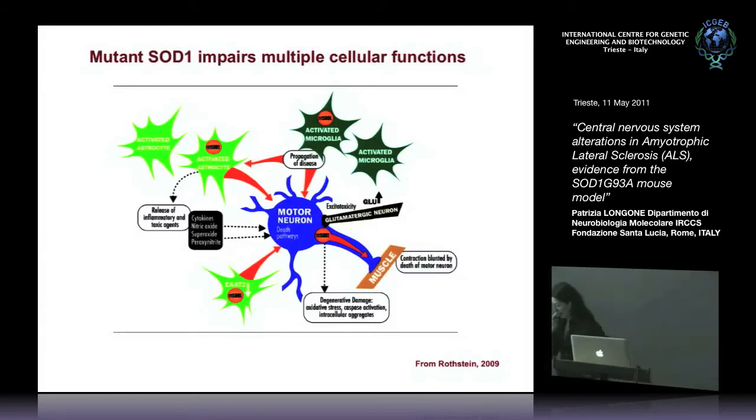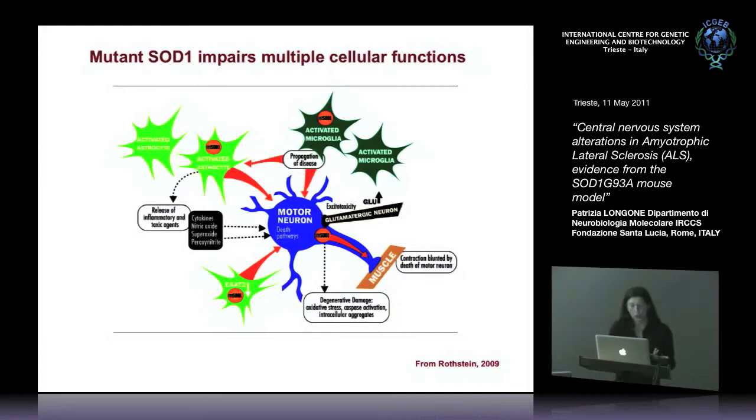Since the early 90s, another toxic pathway has been involved in ALS pathology, that is glutamatergic excitotoxicity. This hypothesis is based essentially on three observations. First, the increased glutamate levels found in the cerebrospinal fluid of ALS patients, first described in the early 90s and then confirmed in the last decade.